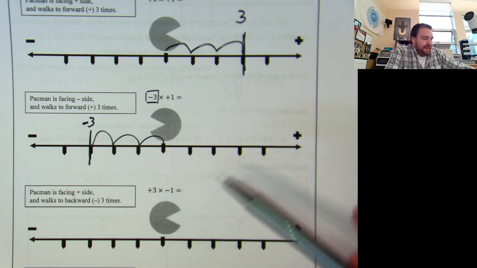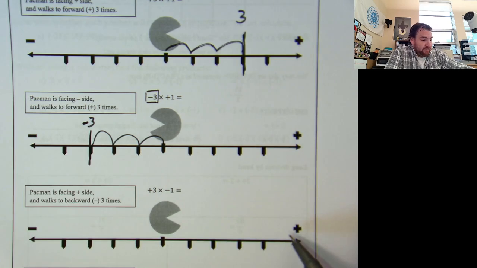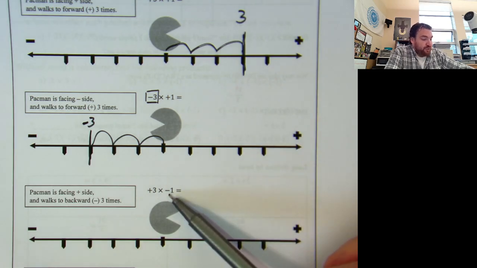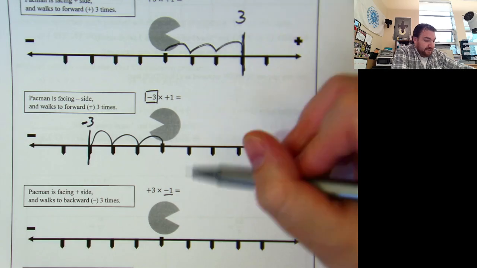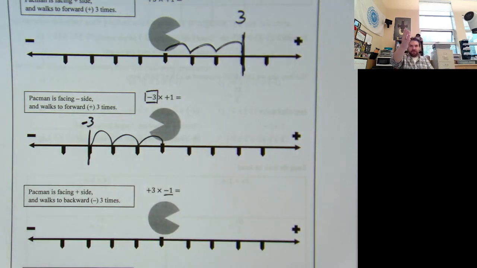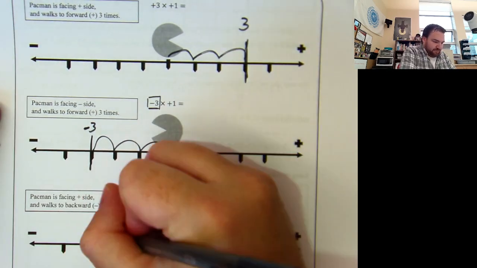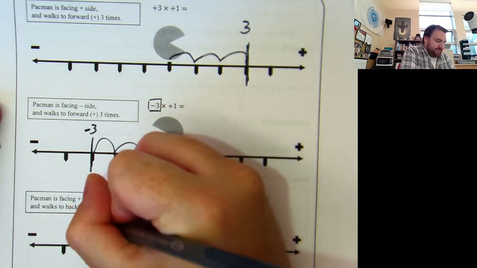3 times -1. Now the other one's negative. He's facing the positive direction. But now this negative means he's going to move backwards 3 times. So this is now the direction. Well, he's moving backwards, but facing positive. So if you're facing forwards and moving backwards, it's going to go left again. 1, 2, 3. Here he is, down at -3.